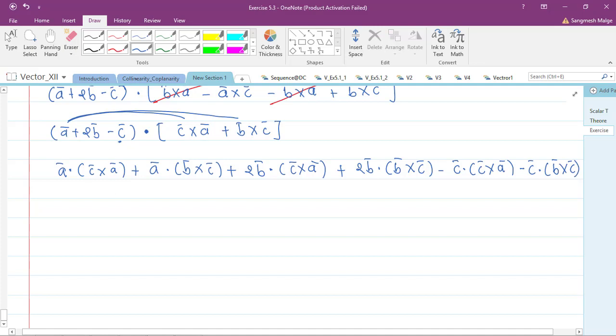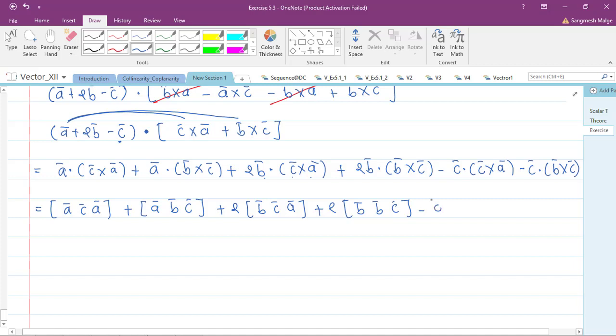Okay, now let's rewrite these equations in terms of box product. It is a dot c cross a, means what? It is the box product of a bar c bar a bar, plus this is the box product of a bar b bar and c bar, plus this is the box product of what? 2 into b c a, so it is a b bar c bar and a bar, plus this is what? 2 into b bar and c bar, minus this is nothing but box product of c bar and a bar, minus this is c bar b bar and c bar.